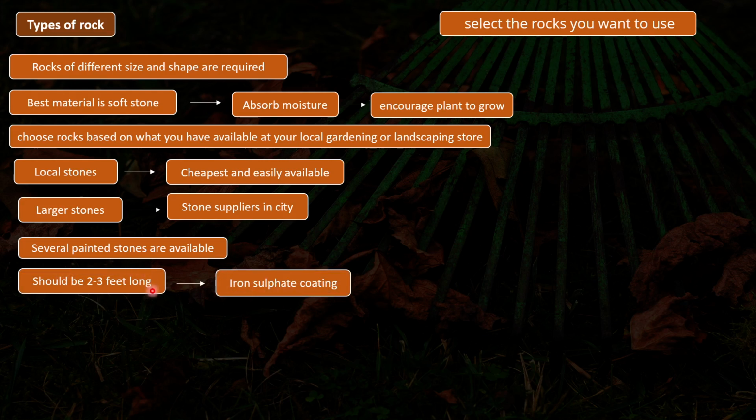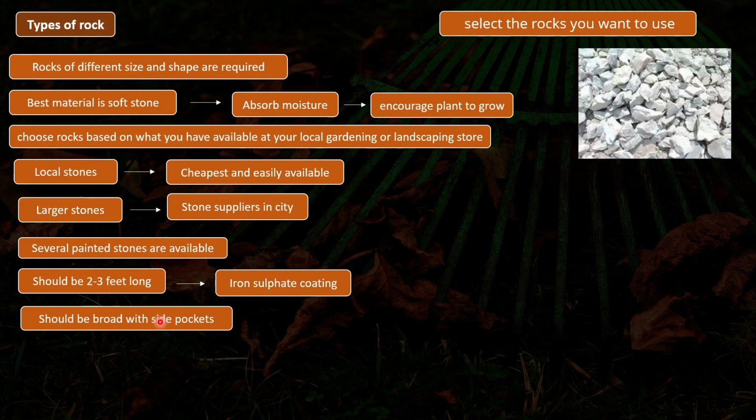Whatever rock you choose, it should be at least 2 to 3 feet long, and should be broad with side pockets. Every rock should have a side pocket, because that pocket gives the plant the space to get in. Side pockets are important when you go for a rock garden.